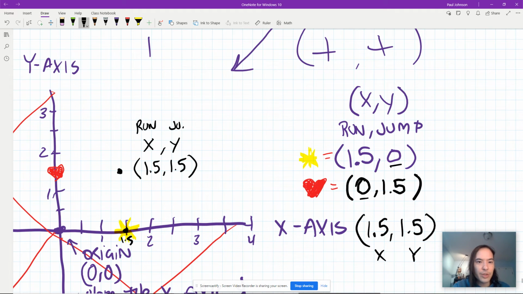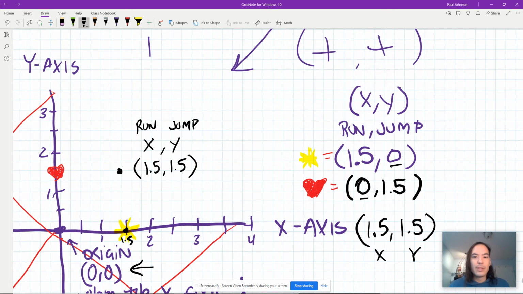Run and jump. Okay, so remember, run before you jump. The first number is how far you run. The second number is how far you jump. X comes before Y in the alphabet, X, Y, Z. So remember, X comes before Y in an ordered pair, just like the alphabet. We are working in quadrant 1 of the graph. Your x-axis is your horizontal axis. Your y-axis is your vertical axis. And your origin is at 0, 0.